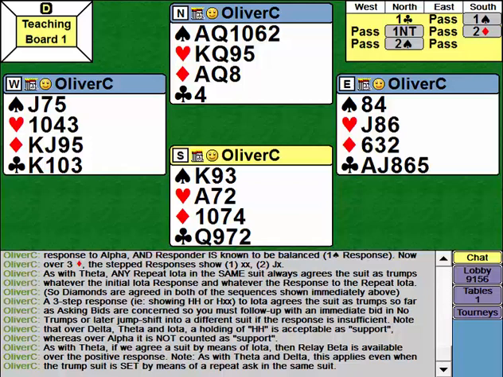So there we've got a three-step iota response showing two top honours doubleton or three to a top honour in spades, and that agrees spades as trumps. So there's no need here. North knows exactly that South has got three to the king in spades. There's no need for them to bid it again just to agree the suit as trumps, because a three-step response to iota agrees the suit.